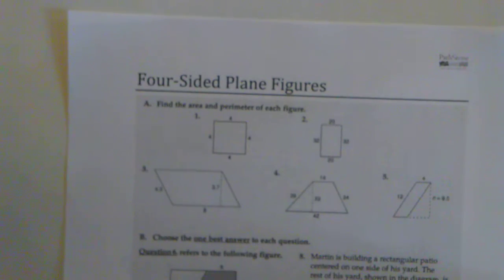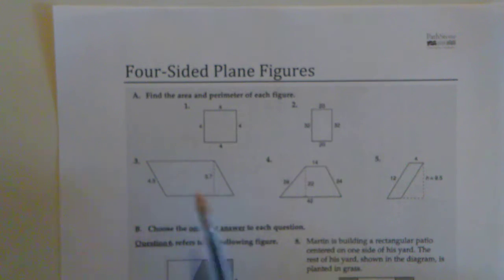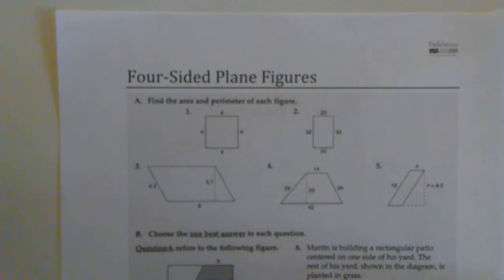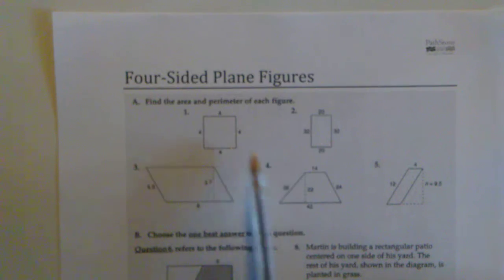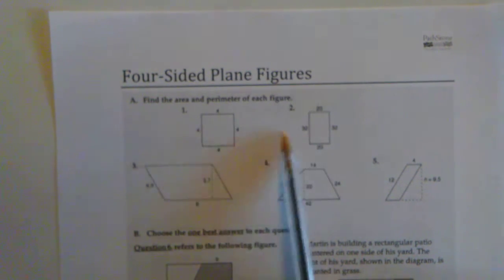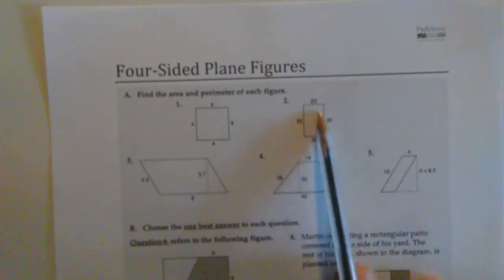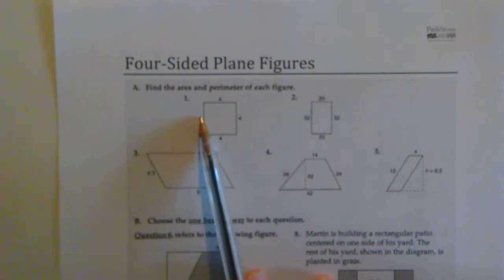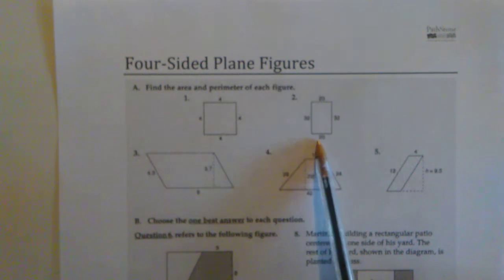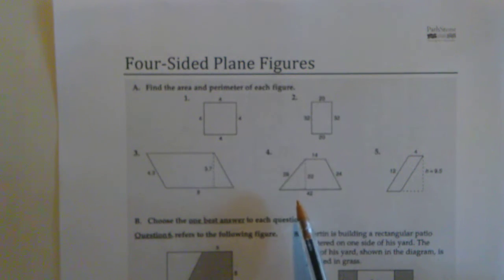Okay, well, these are pretty much like those, except we do have other shapes besides rectangles. Find the area and perimeter of each figure. Okay, I'm not going to do these two because it's the same as what we just did. In fact, they're very easy. Perimeter, you add up the sides. Area, you multiply the length times the width, to get the area.